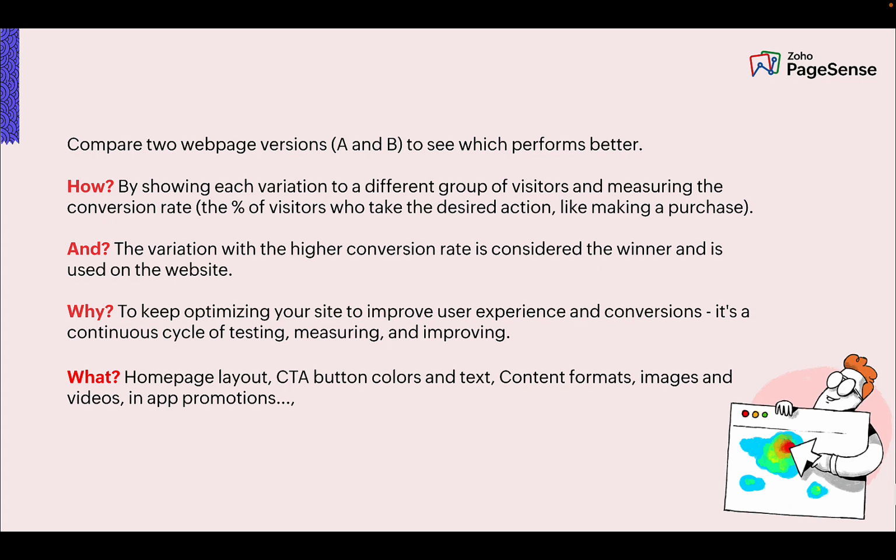And what can you A/B test? You can A/B test a wide range of elements and variables such as homepage layout, navigation menu structure, CTA button colors, text, font, and placement. You can also check which content format resonates and works better with your audience in terms of conversions and engagement.